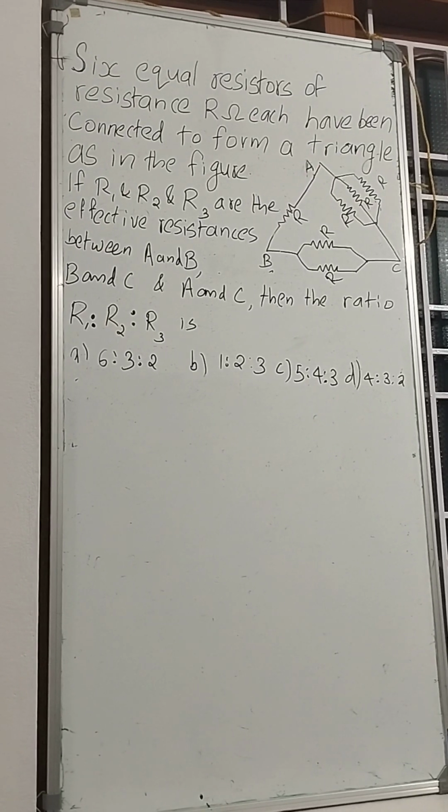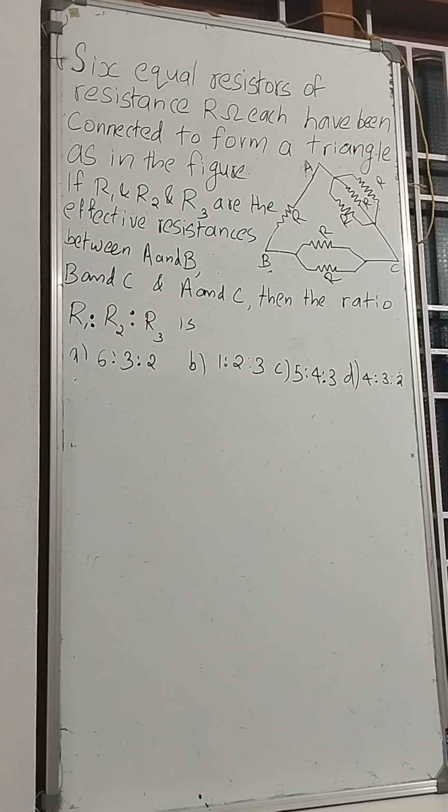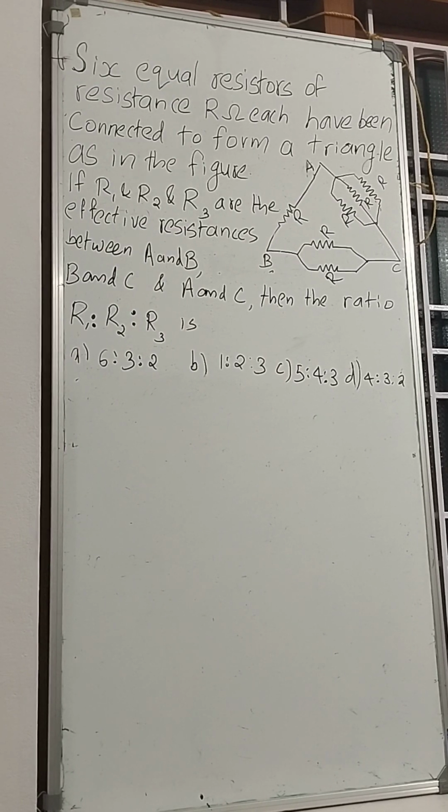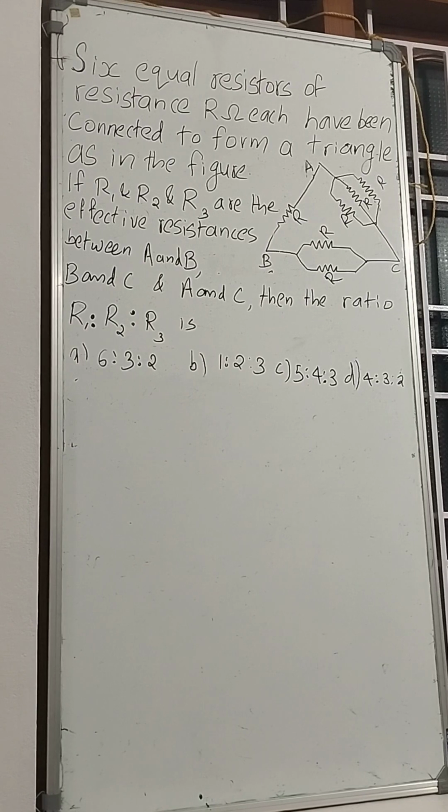6 equal resistors of resistance R ohm each have been connected to form a triangle as in the figure. If R1, R2 and R3 are the effective resistances between A and B, B and C and between A and C respectively, then find the ratio R1 is to R2 is to R3.